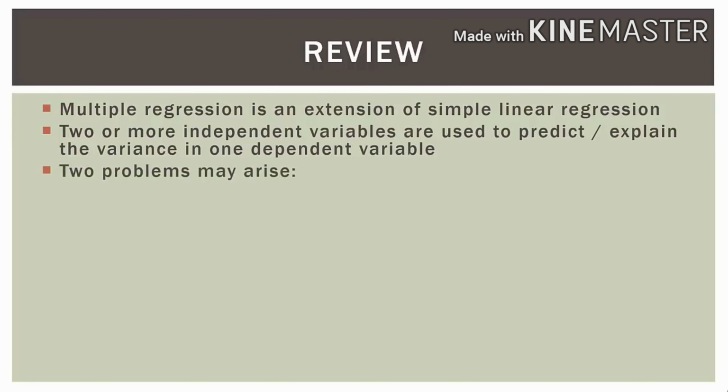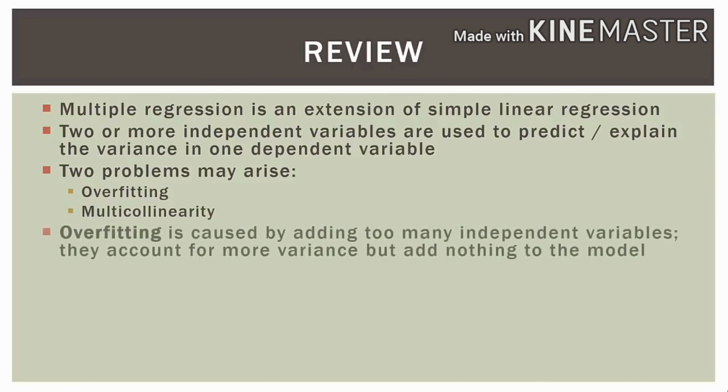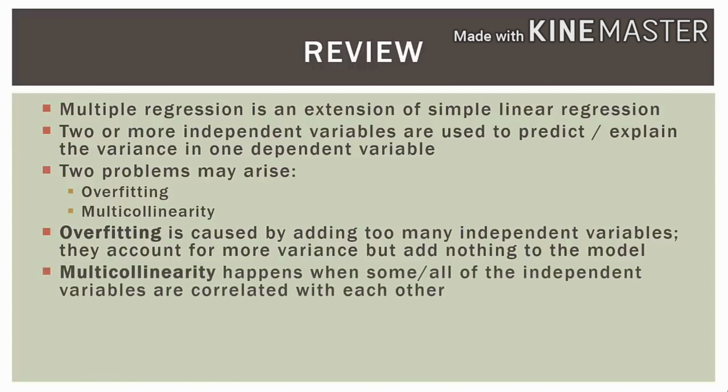Two problems may arise, however: overfitting and multicollinearity. Overfitting is caused by adding too many independent variables. They account for more variance, but really add nothing more to the model. Then multicollinearity happens when some or all of the independent variables are correlated with each other, and it becomes hard to tell which is actually predicting or explaining the variance in the dependent variable because they're so similar.